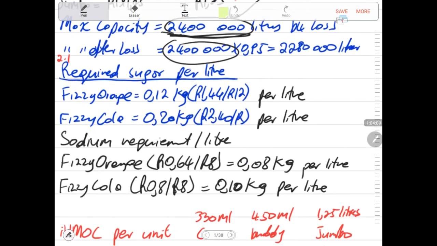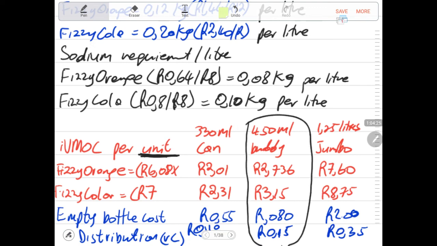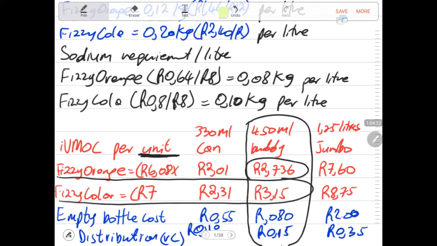We're calculating the in-house variable cost per unit of a body. That is where we are, the in-house variable cost per unit of a body. And that per unit of a body was for Fizzy Orange and for Fizzy Cola, which are the product types. So now that is where we are. The empty bottle is for the unit of a body, and also the distribution cost is for the unit of a body.